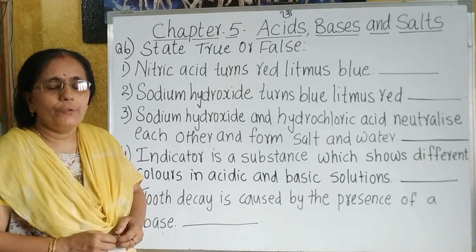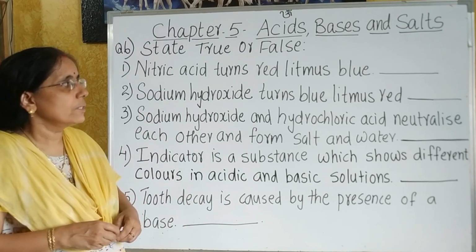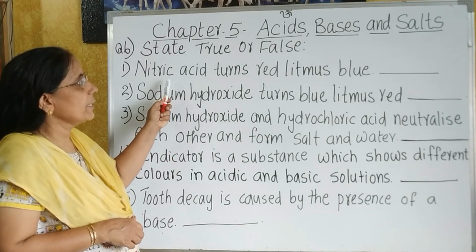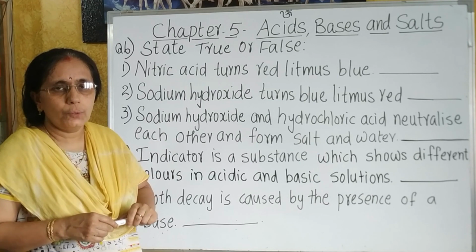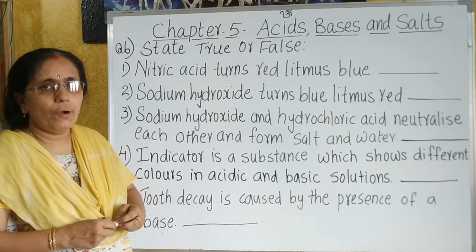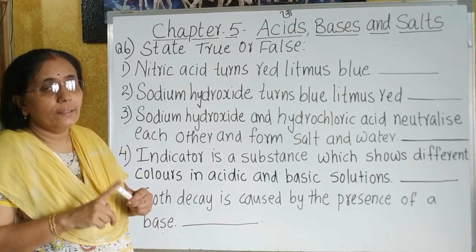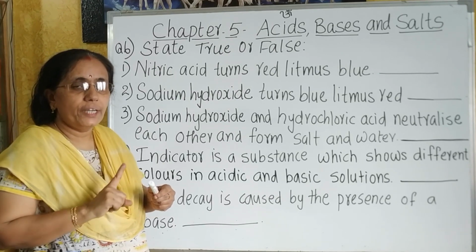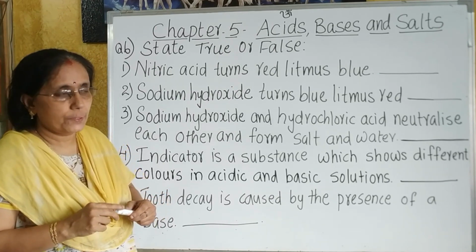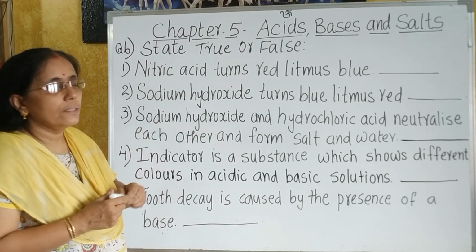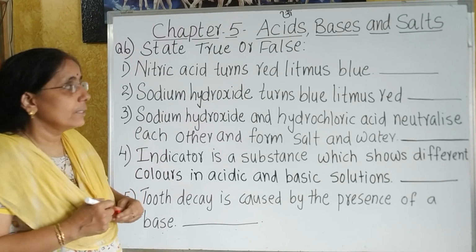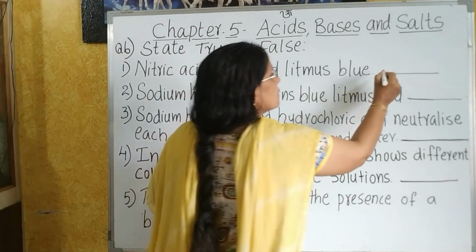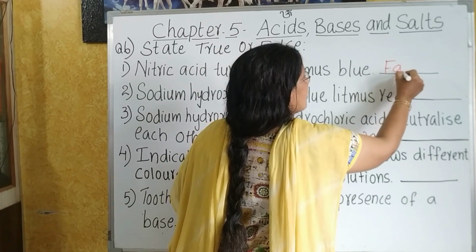So students, now we will see some true or false questions. The first one is, nitric acid turns red litmus blue. It is based on the property of litmus papers. You know that red litmus does not show any color change with an acidic substance. So nitric acid is a strong acid, therefore the given statement is false.